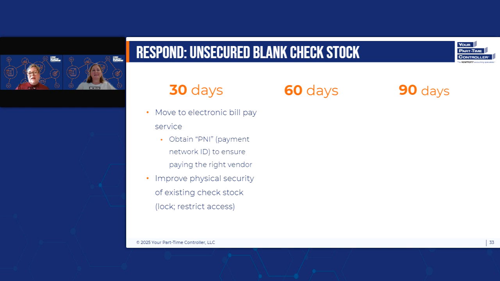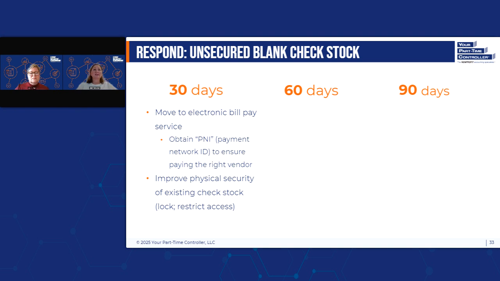So the quick 30-day wins would be moving to an electronic bill pay service and making sure to always ask vendors for their PNI, or payment network ID, or the equivalent, prior to connecting. That way you can verify that you're paying the right vendor. You also want to secure the existing blank check stock by locking it in a drawer or safe to restrict access.